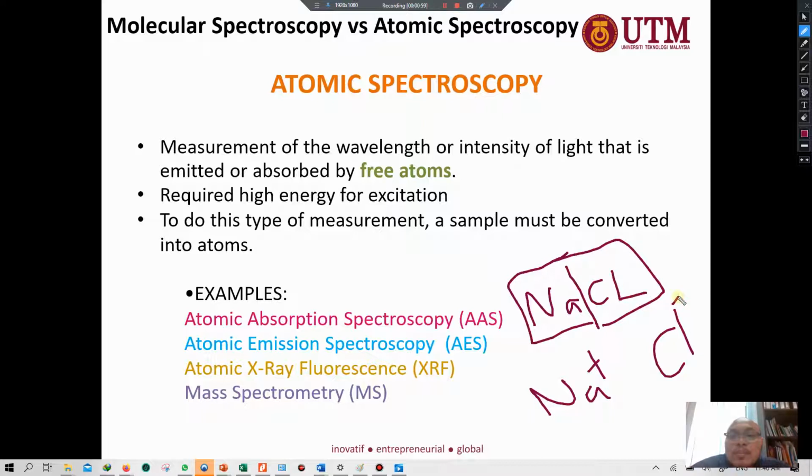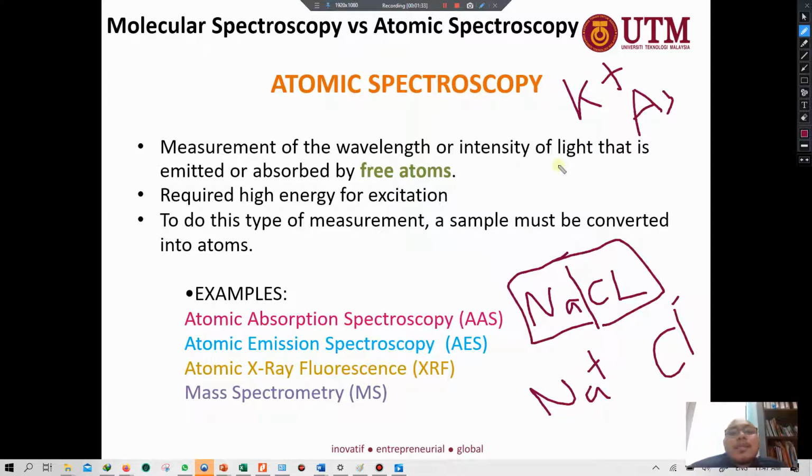Same goes for other things. For example, we want to analyze potassium, or we want to analyze arsenic. But usually atomic spectroscopy focuses on inorganic elements. For organic compounds, of course, we have only carbon and hydrogen and also oxygen, so it's not suitable for atomic spectroscopy. Atomic spectroscopy is more suitable for inorganic elements.